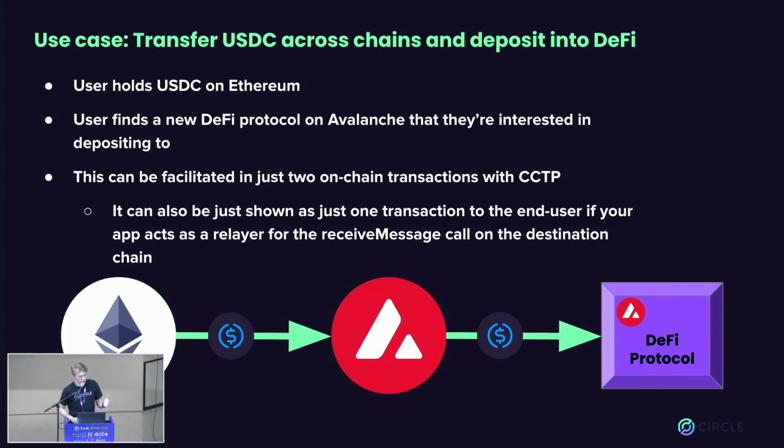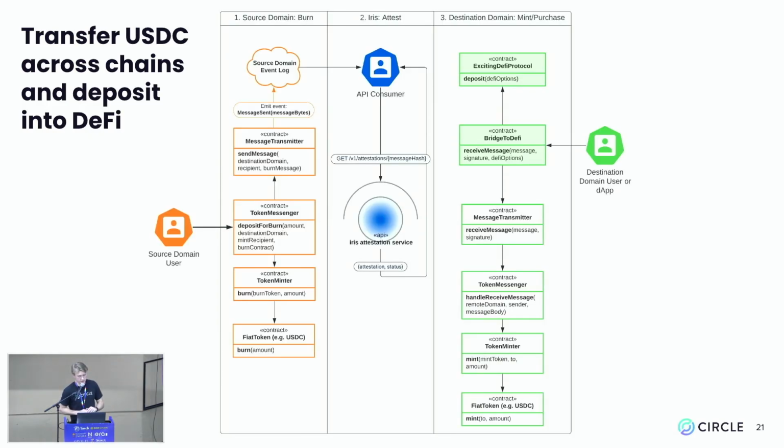So what this example would look like is a similar diagram to what we saw before, except we've got 2 new boxes in the top right. The source chain and the off-chain service in the middle look exactly the same as they did before, but now instead of interacting with the message transmitter contract, we'll interact with a new contract that we're calling bridge to DeFi for this example. This would be something that you would write that would call receive message on message transmitter, receive this newly minted USDC, and then immediately do something with it, like depositing it to some DeFi protocol. So it's an easy way to show we have one transaction on the source chain and then one transaction on the destination chain that's doing all of the minting for you and depositing it to some protocol.